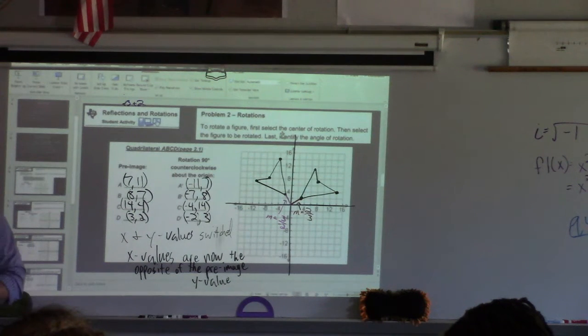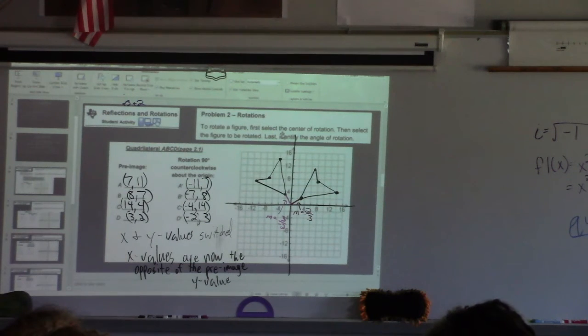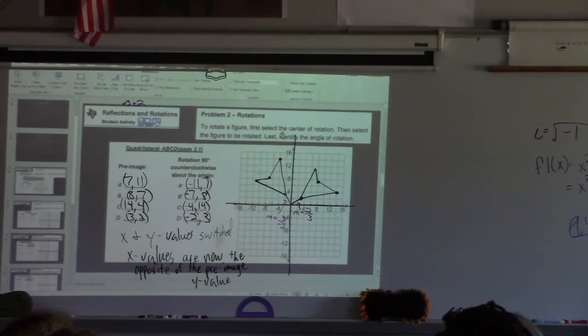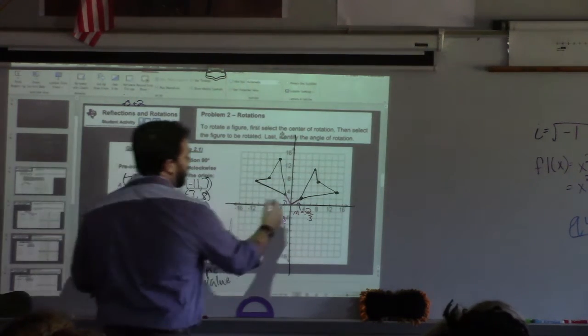Anyone notice anything about those line segments? They're perpendicular. Why would they be perpendicular? Those slopes, are they opposites? One positive, one negative? Are they reciprocals? Yes. What was the angle that we rotated at? A 90-degree angle.